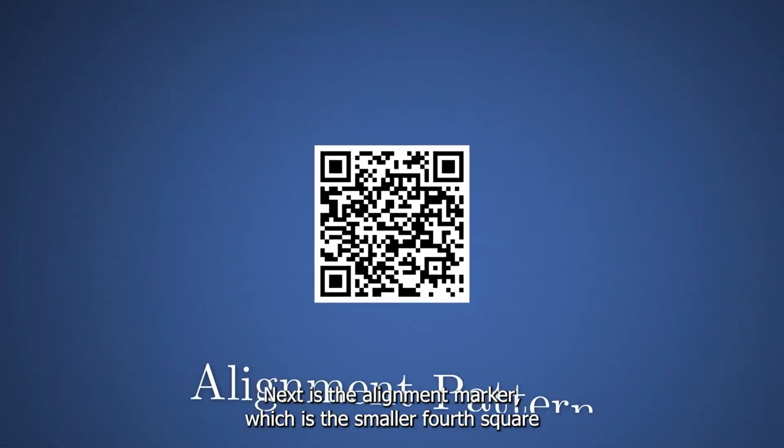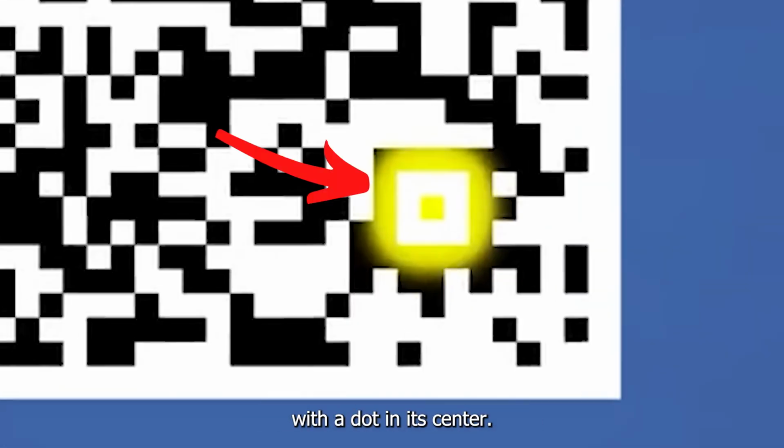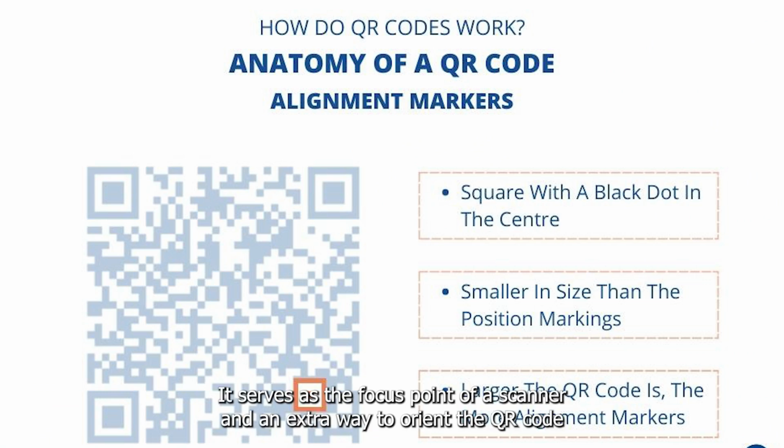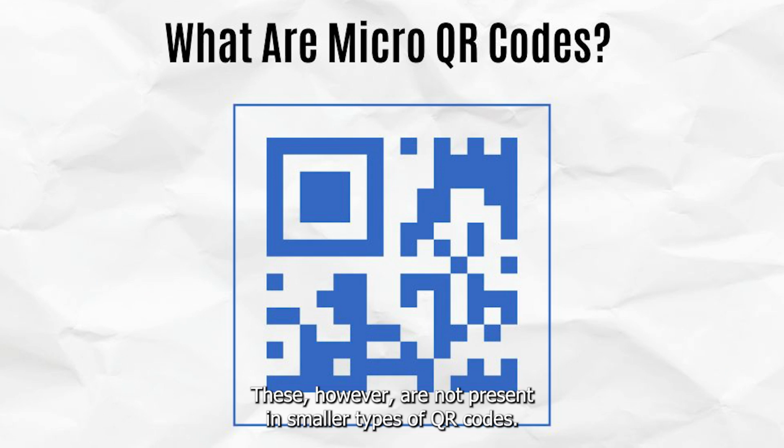Next is the alignment marker, which is the smaller fourth square with a dot in its center. It serves as the focus point of a scanner and an extra way to orient the QR code when position markers are blurry. These, however, are not present in smaller types of QR codes.